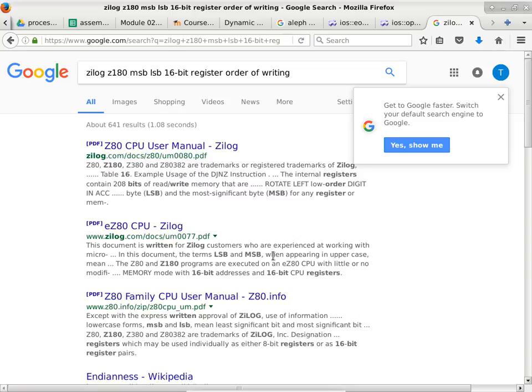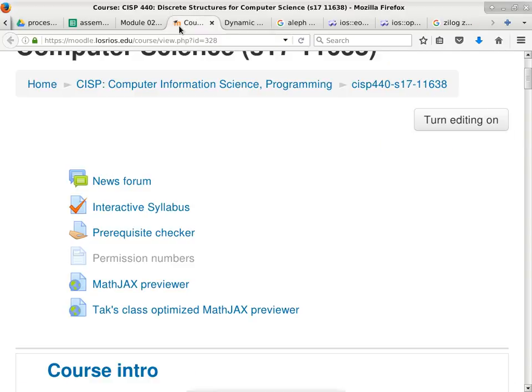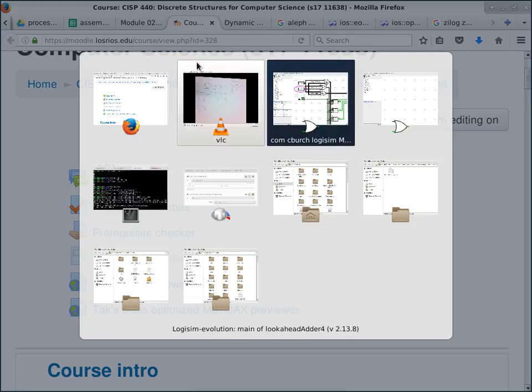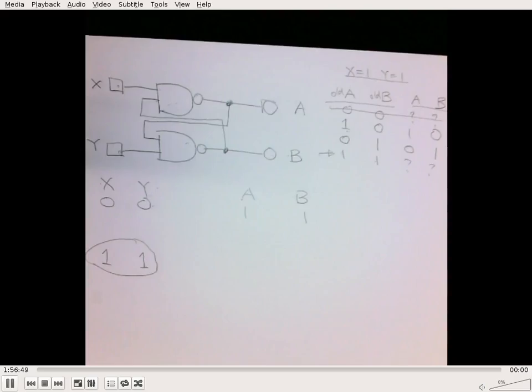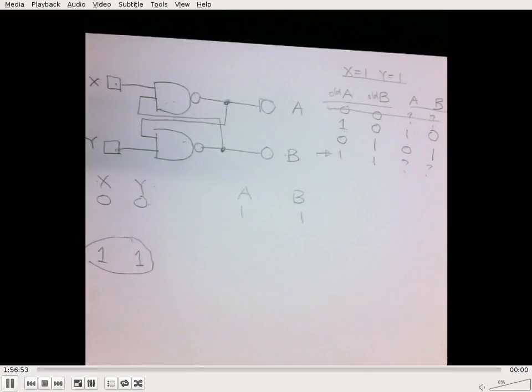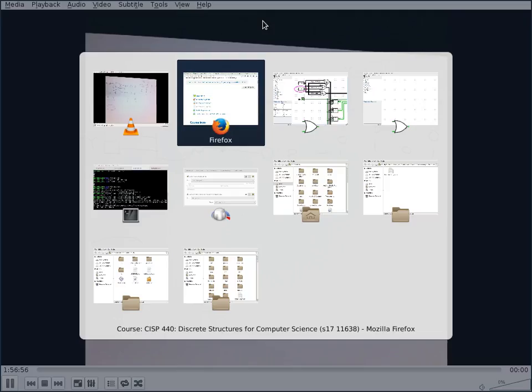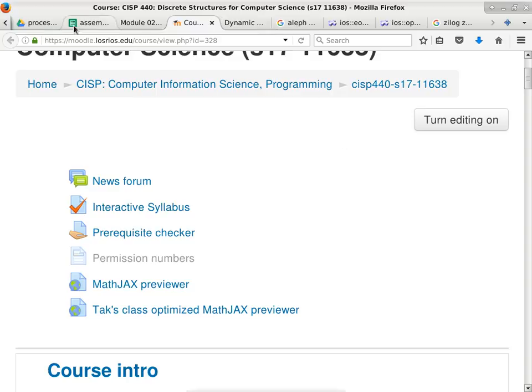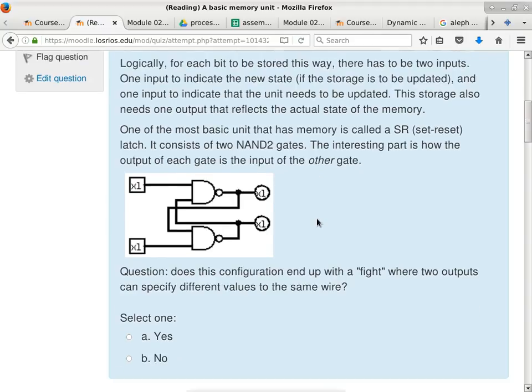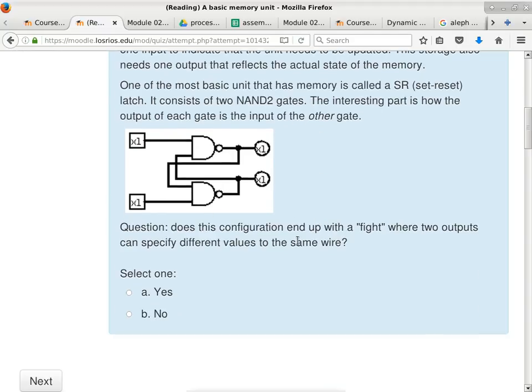Okay? All right, so getting back to our usual content. Let me go back to the document camera. All right, so this is our smallest unit of memory. And if you go to the slide in Noodle, the reading material, the question is, does this configuration end up with a fight where two outputs can specify different values to the same input?